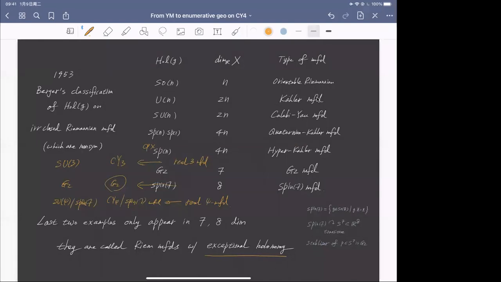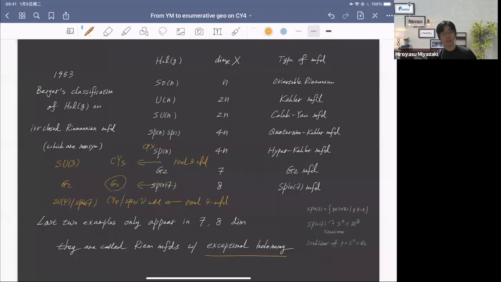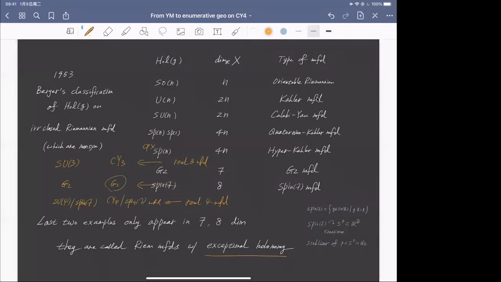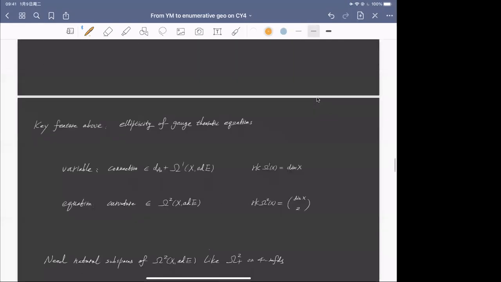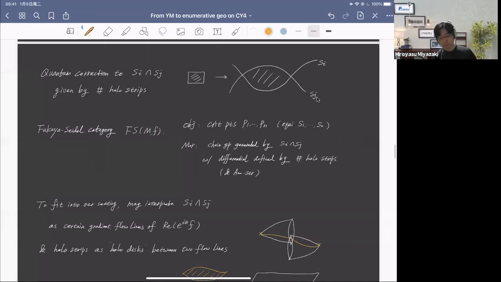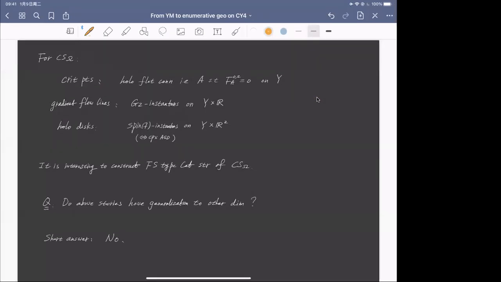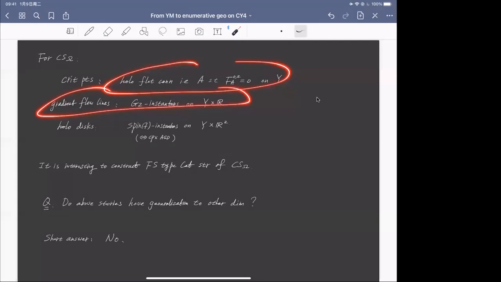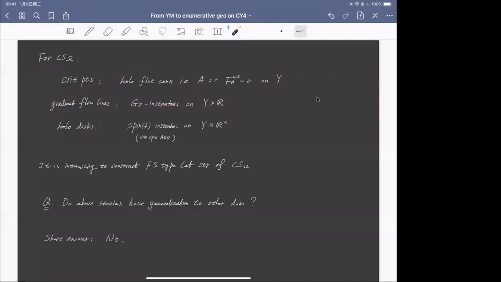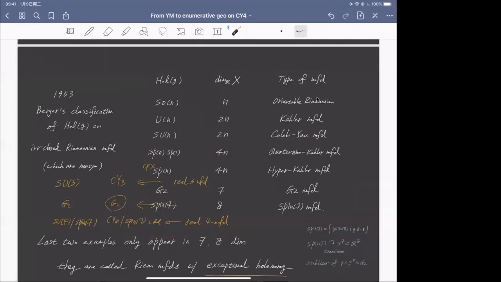Because this does not come from complexification. What we have been discussing is complexification of the real theory. But it naturally appears in holomorphic Chern-Simons: if you look at the critical points, the gradient flow line, the holomorphic disk, so this equation naturally appears. And this page says that this cannot be generalized to any dimensions. It is quite special in lower dimensions, where low means less than or equal to 8.